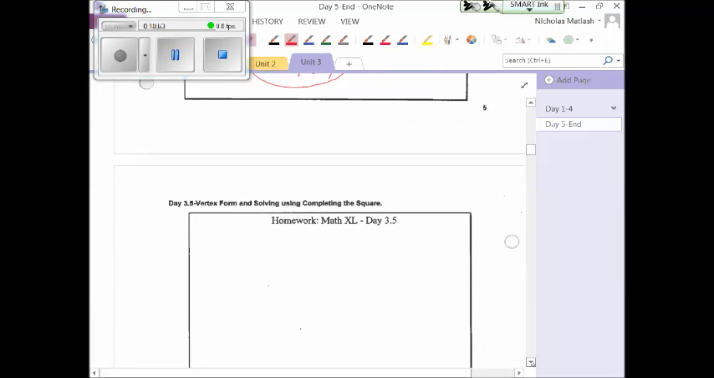Okay, friends, that's vertex form, that's completing the square. Please watch this and rewind and go back and watch all the examples. Your Math Excel homework is very, very similar.